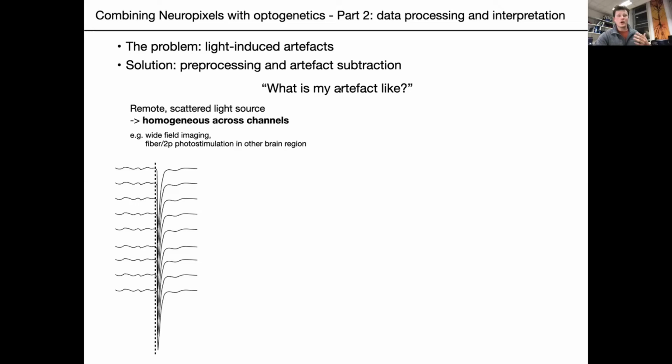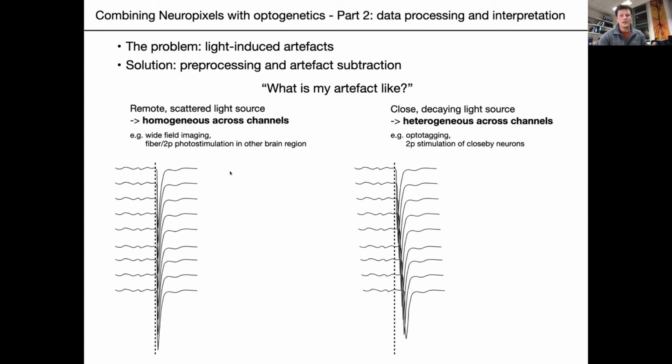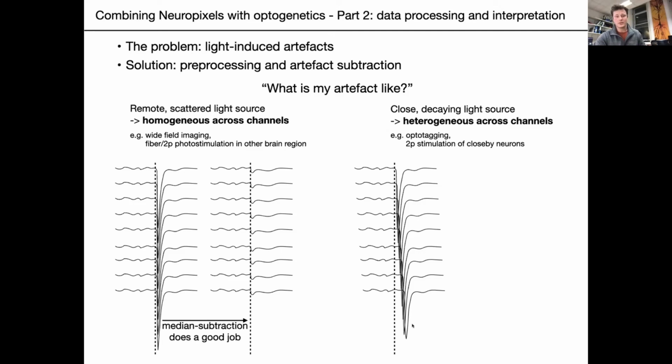because if your artifact is homogeneous across channels, for instance, if you do wide field imaging, or if you do photostimulation in another brain region, so it's only scattered light which reaches your probe, you have a very homogeneous artifact across channels. And vice versa, if you are shining light from the craniotomy, you will probably have an artifact which looks very different across channels, which is what you saw earlier in the raw data. It will maybe be a little bit earlier and bigger on superficial channels than on deeper channels.